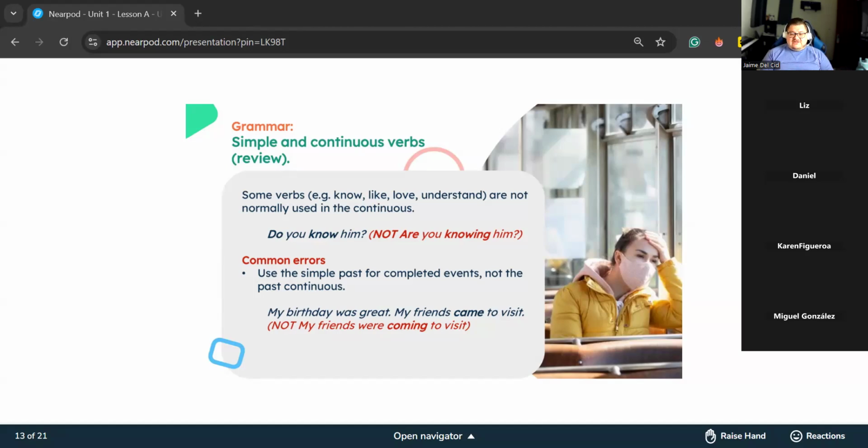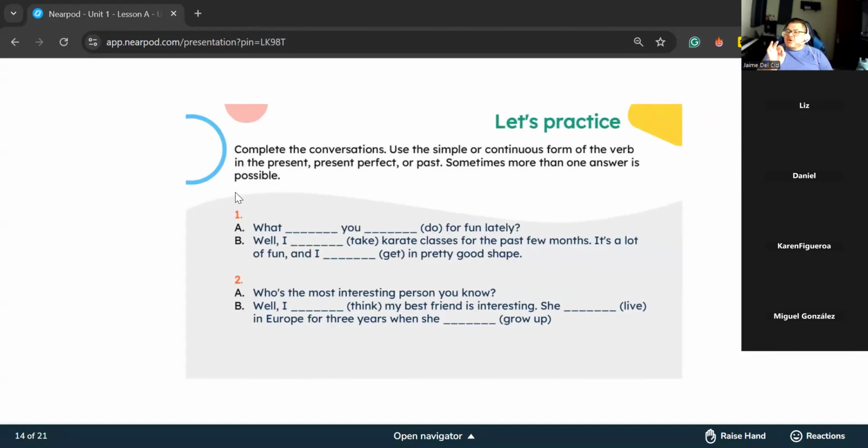So I have a series of exercises. As I mentioned before, these exercises are going to be a little bit more complex because you will have to decide if it's the simple form or the continuous form of the tense. And of course, sentences can be in present or present perfect or past. So you have to read the context to know, okay? Basically, it's the context that's going to give you the best answer. So complete the conversations. We have entire conversations, and use the simple or continuous form of the verb. The options are going to be present, present perfect, or past.